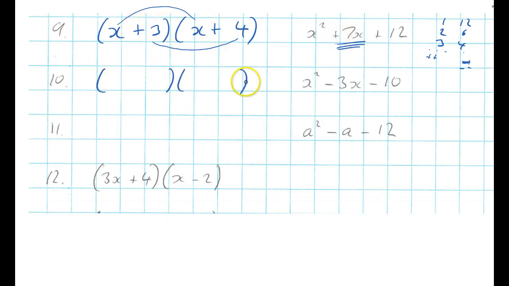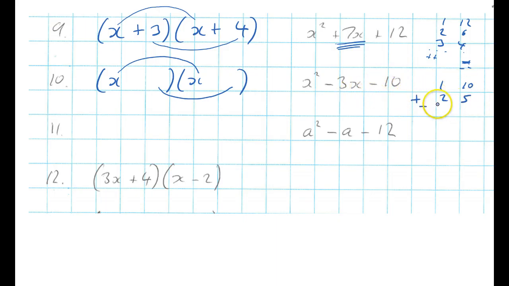Quadratic, 2 brackets with an x and an x, because that will give me my x squared. The number has to come from there. One's going to be plus and one's going to be minus. Has to be, because it's negative 10. It could either be 1 and 10 or 2 and 5. 1 plus and 1 minus.